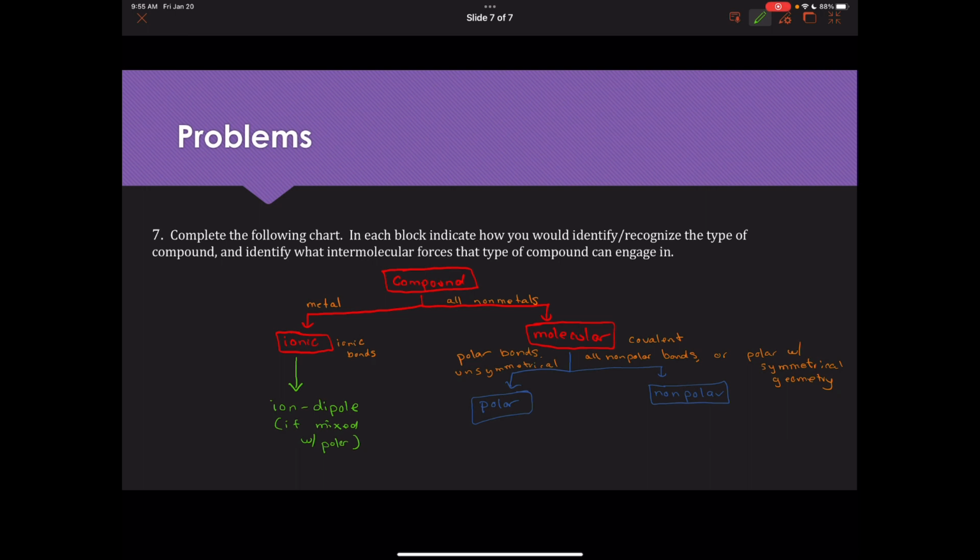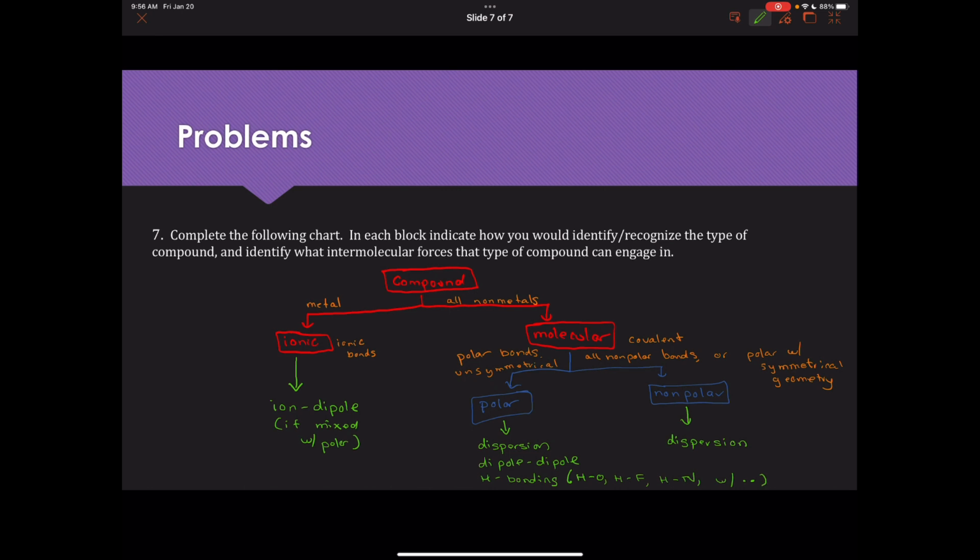If my compound is nonpolar, the only intermolecular force will be dispersion. If my molecule is polar, we have dispersion, we have dipole-dipole, and we have hydrogen bonding if we meet the criteria. So if I have hydrogen-oxygen, hydrogen-fluorine, hydrogen-nitrogen with lone pairs.